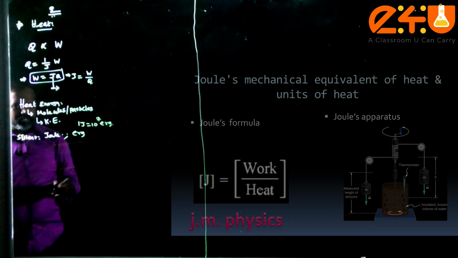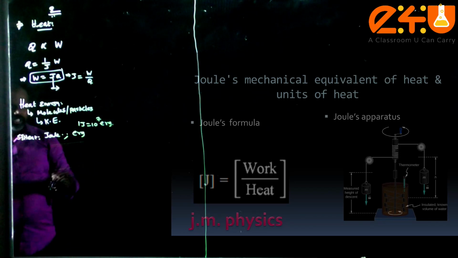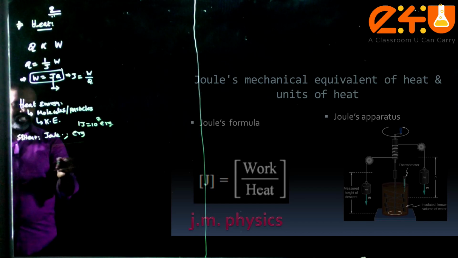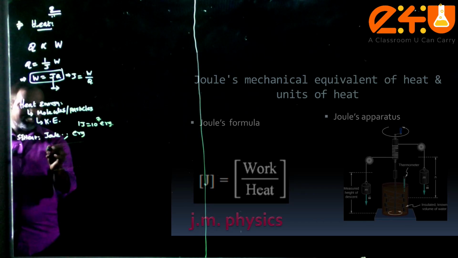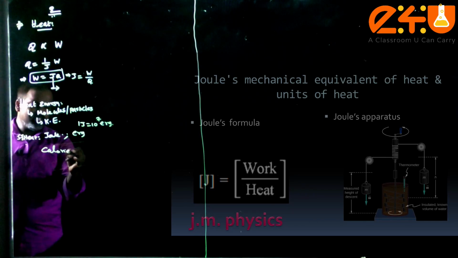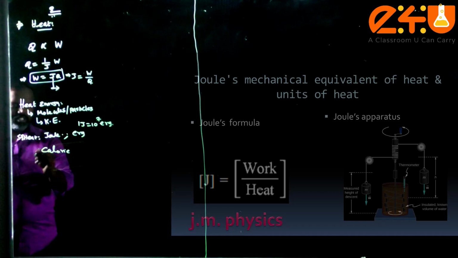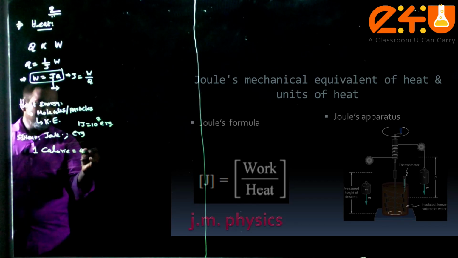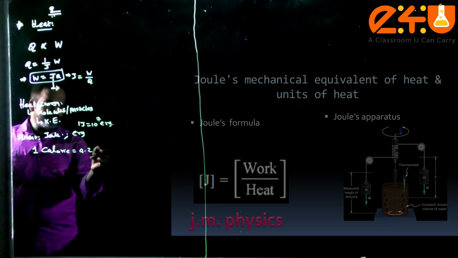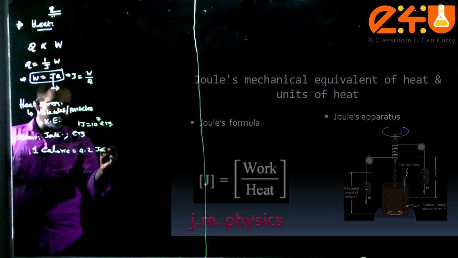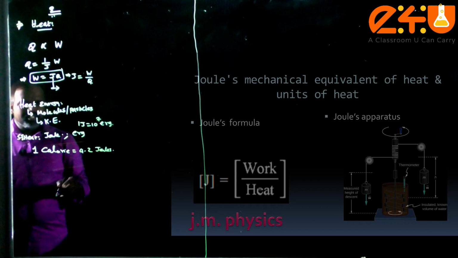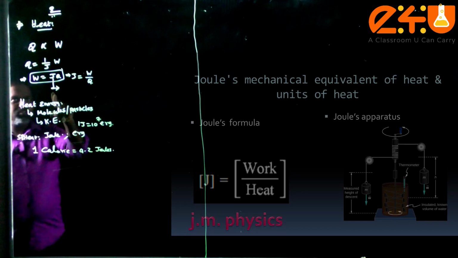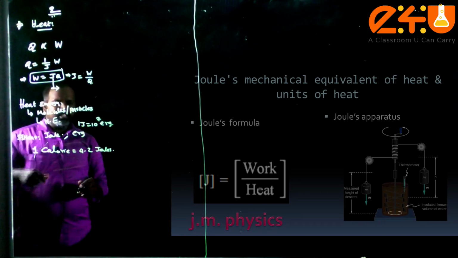In calorimetry, we can again measure the heat energy in calories, as we can see on food packets. So 1 calorie is equal to 4.18, or approximately 4.2 joules. Okay, so this is the introduction about Joule's mechanical equivalent of heat and heat energy.